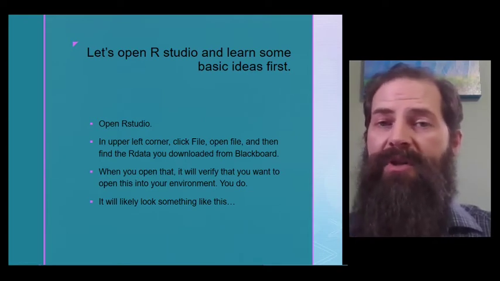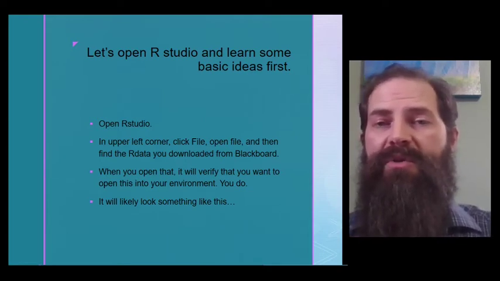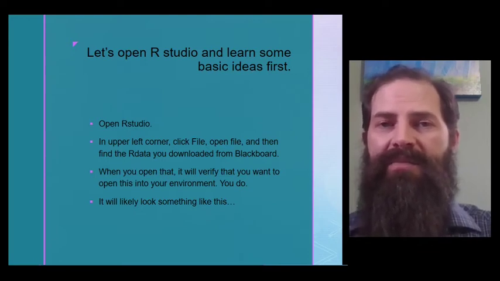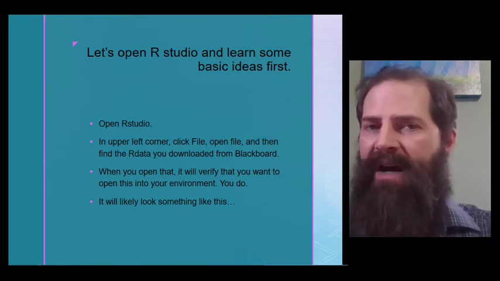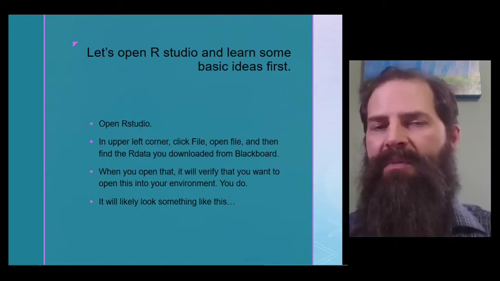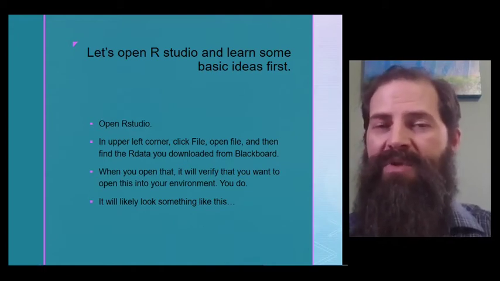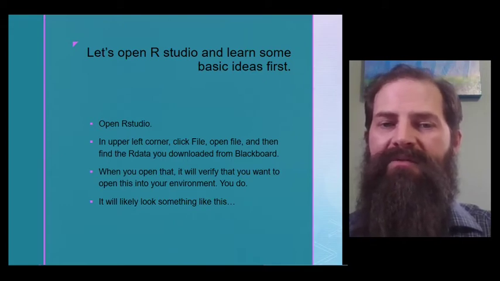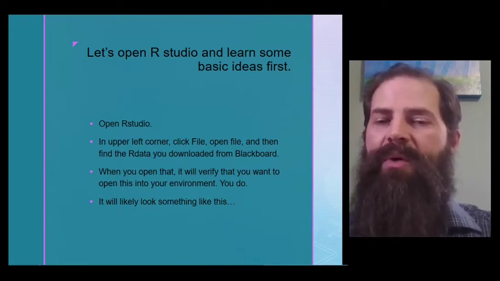So open RStudio. When you open this, it's just like any other document that you might open, like if you're opening a Word document. I want you to go to the upper left corner and click on File in RStudio, click on Open File, and then find the R data that you downloaded from Blackboard. Remember, I told you to download it to your desktop, which is a really easy place to find it. So you can find that file, and I want you to go ahead and open it.